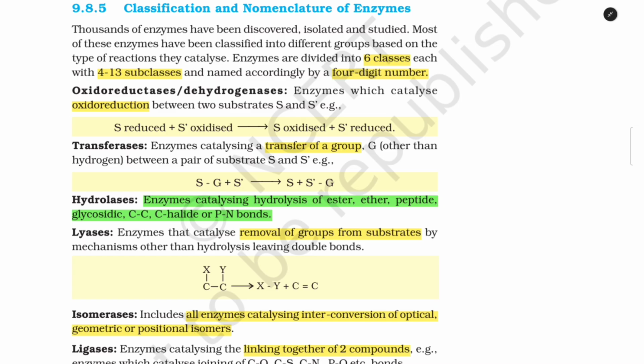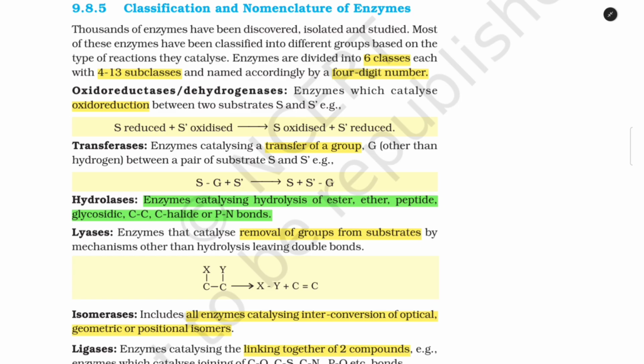Oxidoreductases or dehydrogenases are enzymes which catalyze oxidoreduction between two substrates S and S dash. Example, S reduced plus S dash oxidized gives S oxidized plus S dash reduced. Transferases are enzymes catalyzing a transfer of a group G, other than hydrogen, between a pair of substrates S and S dash. Example, S-G plus S dash gives S plus S dash-G.